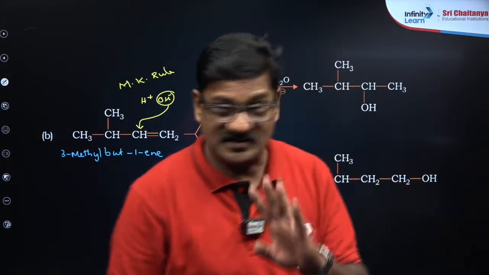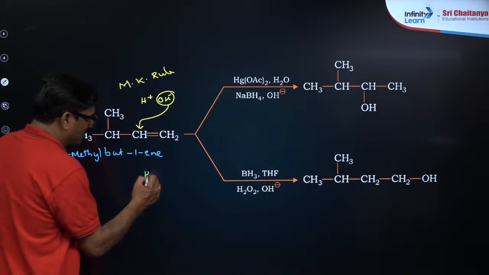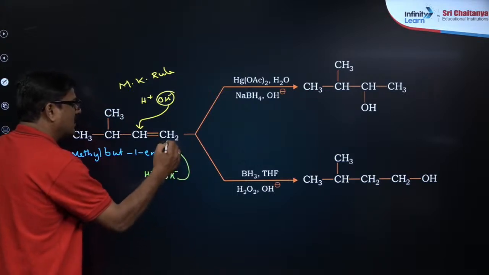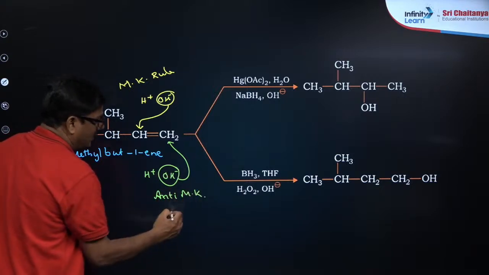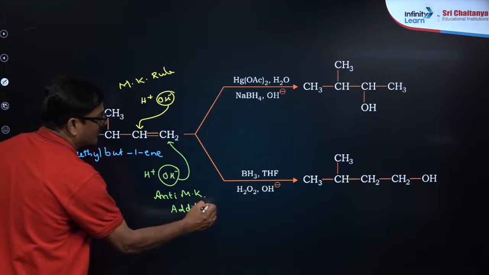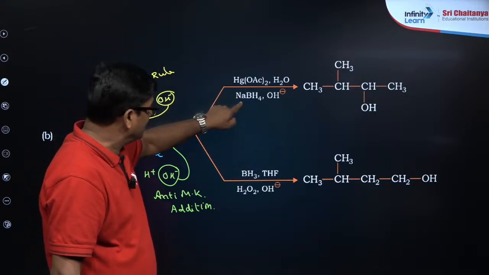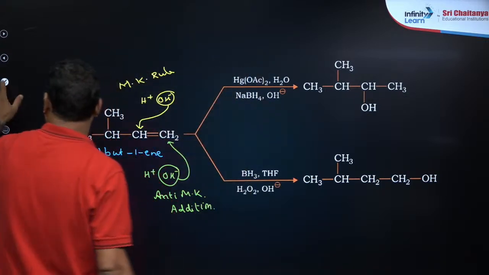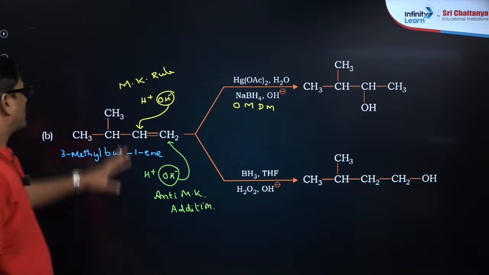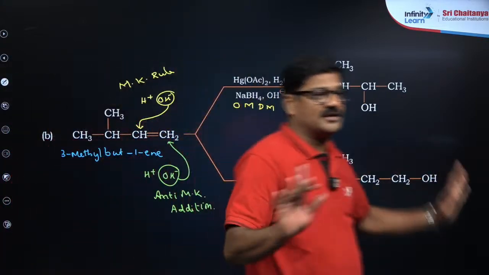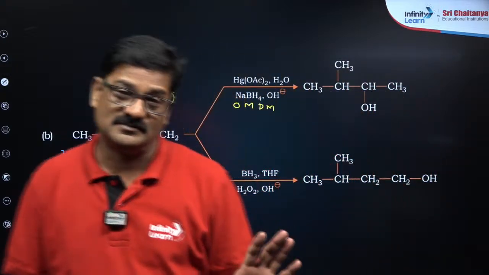Understand? Now you just see, H plus and OH minus, if it is attached here, that is called anti-Markovnikov addition. Now let us look at this. This HgOAc twice and NaBH4, it is oxymercuration demercuration. In this oxymercuration demercuration, you are going to get the product according to Markovnikov rule. There is no rearrangement. Previous one, जहाँ पर rearrangement है ना, Markovnikov rule मत इस्तेमाल करना, right?